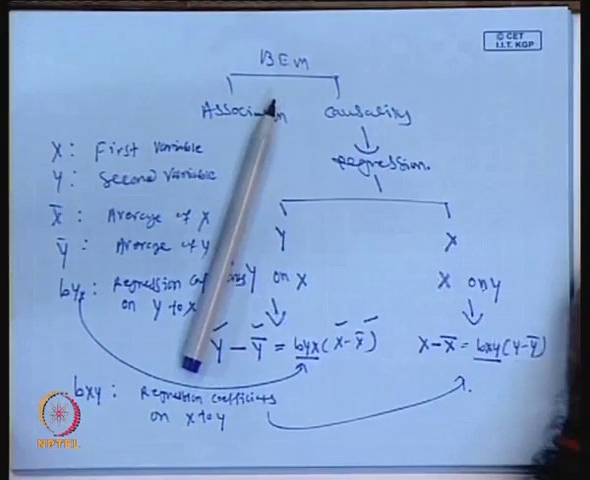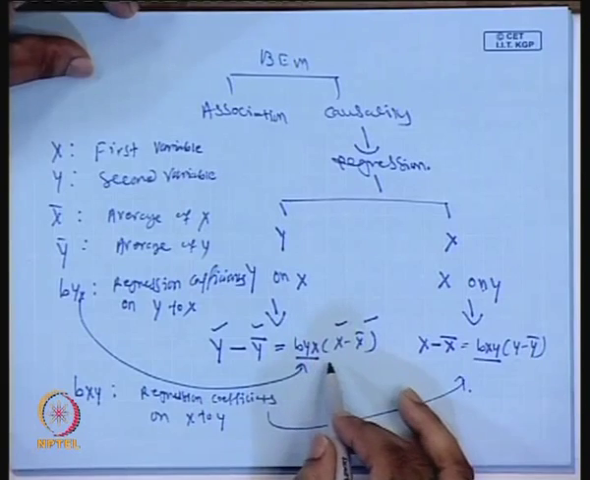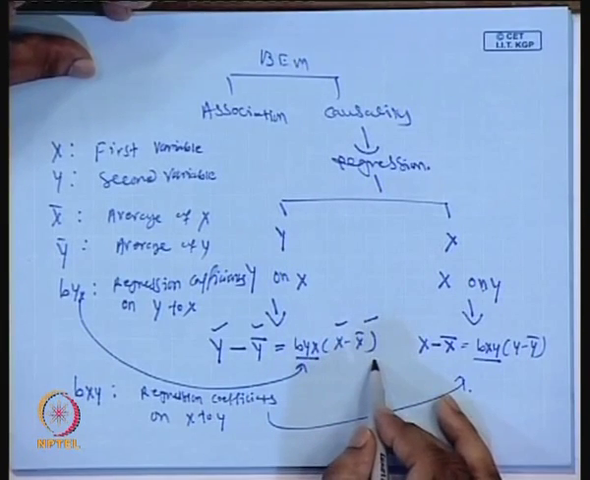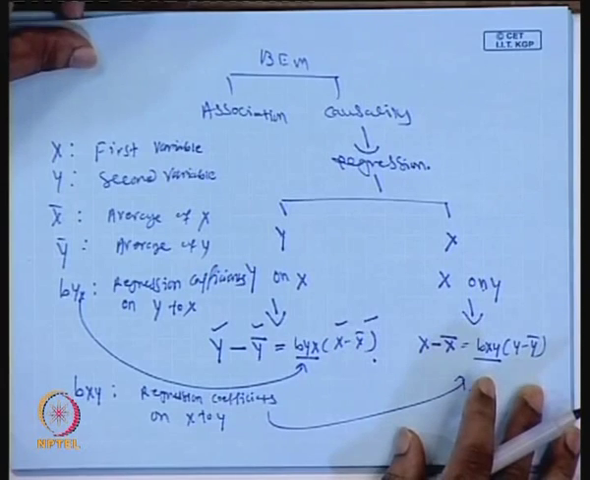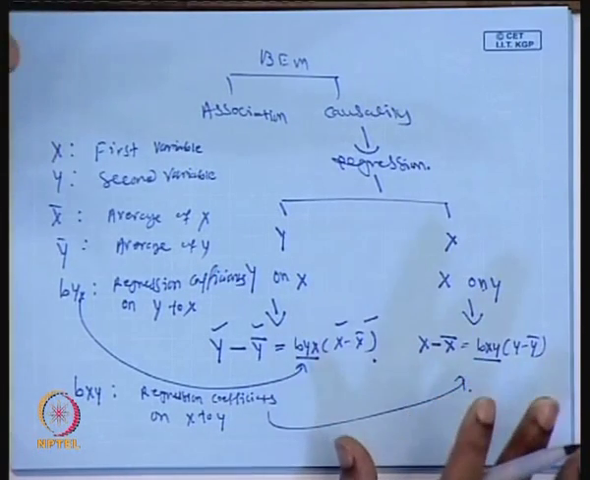Now the situation is very clear. We have two regression coefficients, first x on y and second y on x. If it is x on y, the regression equation is x minus x bar equal to bxy into y minus y bar, and if it is y on x, then y minus y bar equal to byx into x minus x bar. So there are two regression lines, and obviously two regression equations.